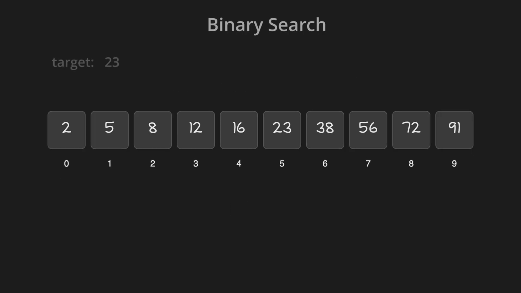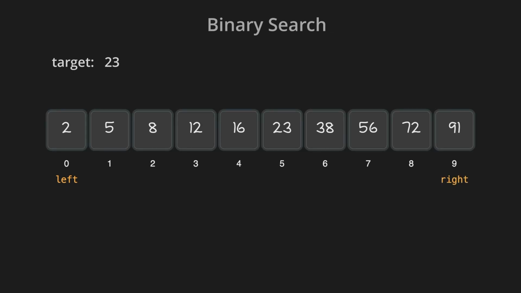Let us search for 23. At the beginning, the left pointer is 0 and the right pointer points to the last element in the array. Since the array is of size 10, the last pointer is 10 minus 1, which is 9. Now calculate the middle pointer, which is the average of left and right pointers. So, middle is equal to the average of 0 and 9, which is 4.5. Integer value of 4, so the middle index is 4. The value at middle index 4 in the array is 16.